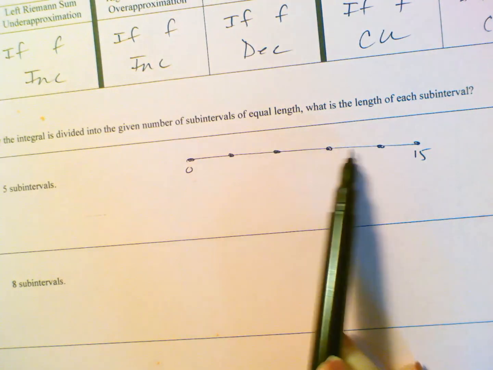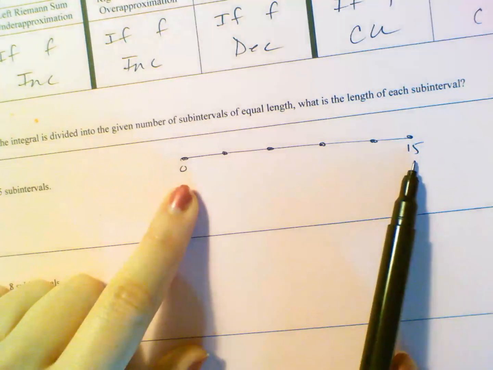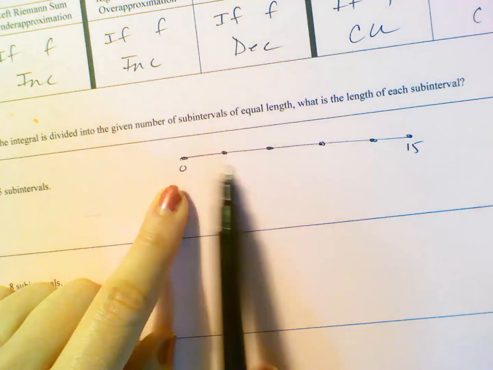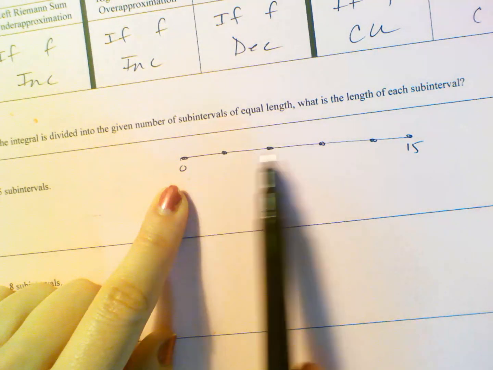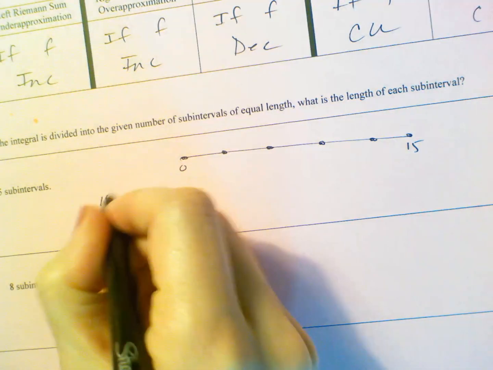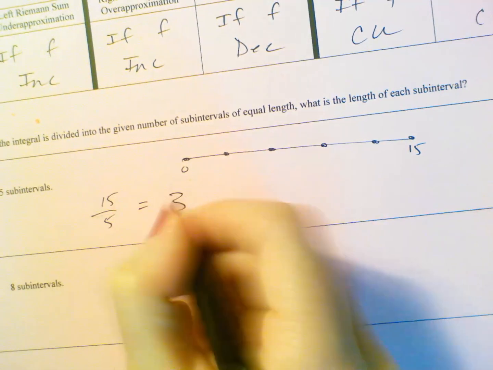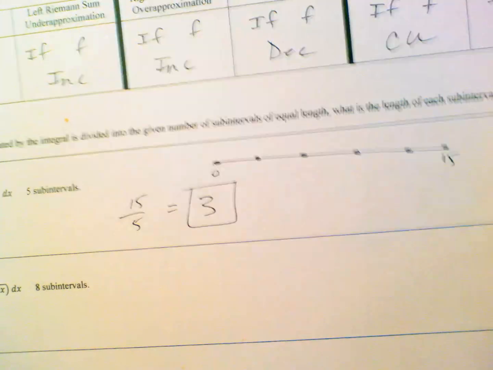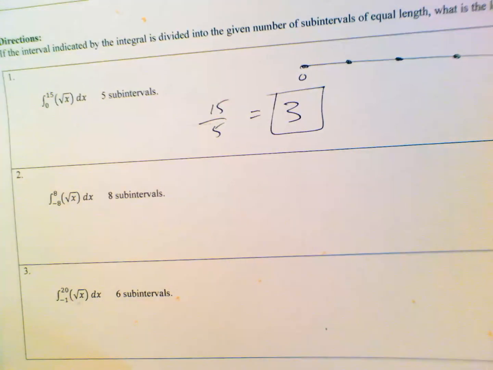1, 2, 3, 4, 5. So if this whole thing is 15, it's split into 5 equal parts. What's the length of each subinterval? It would just be 15 divided by 5 equals 3. Okay, so that's the answer. What is the length of each subinterval? 3 units.